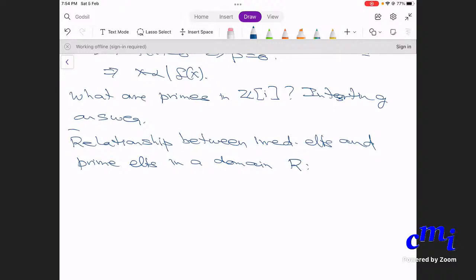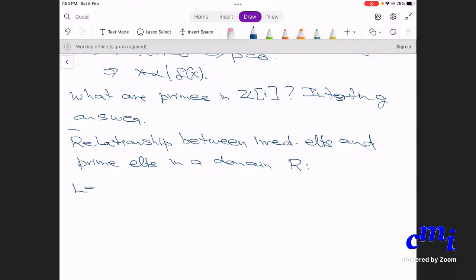Okay, and for this, let's notice the following. In a PID both are equal. In the principal ideal domain, both the concepts are equal. Yes, I'm coming to that. But before getting into PIDs, let me observe one thing.